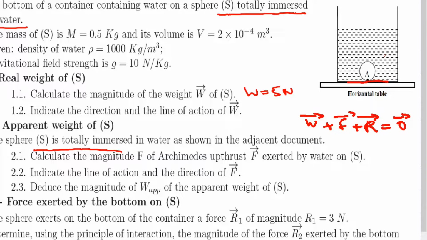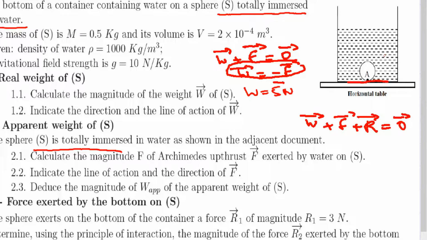Then we cannot use this condition in order to determine the magnitude of F, since we know W. However, if W and F are the only two forces acting on the solid S, so this is given by zero vector, then dragging F to the right hand side, we will have that W vector is equal to minus F vector. And by this equation, it means that they both have the same line of action, opposite direction, same magnitude. So in this case, we can deduce that the magnitude of F is the same as W, which is 5 Newton. But this is not the case here because we have an additional force which is given by the reaction.